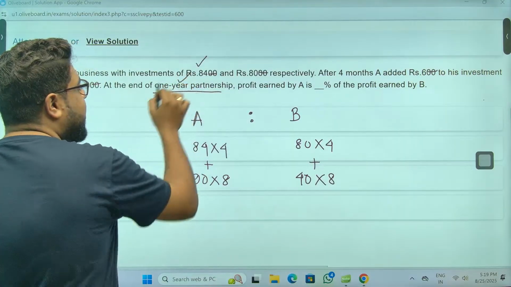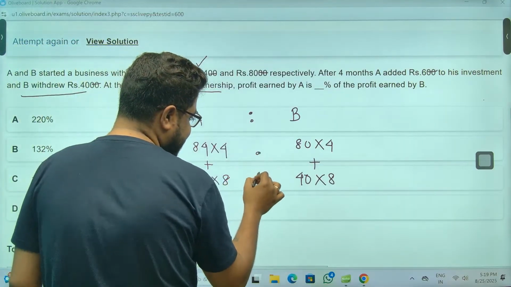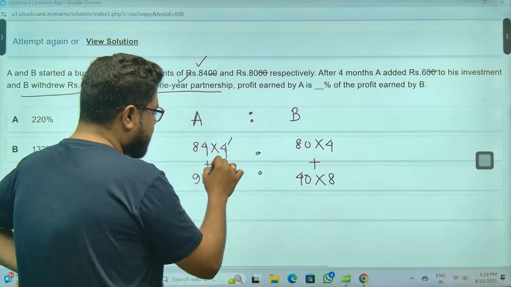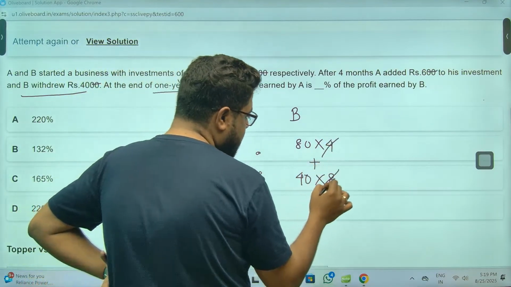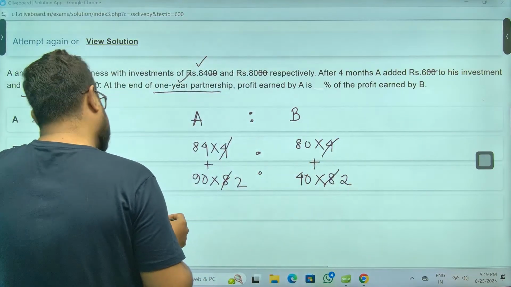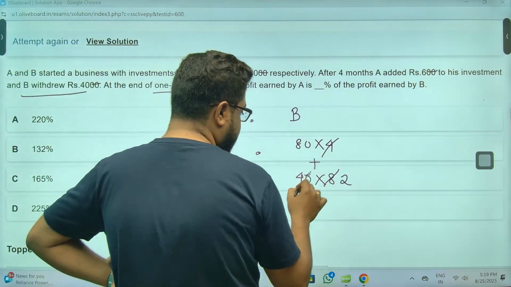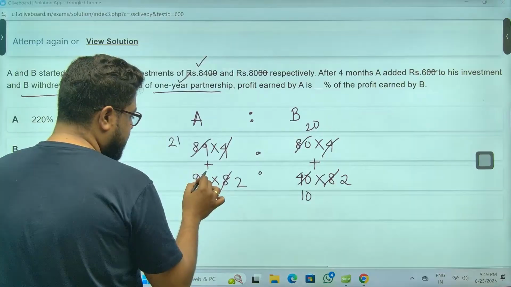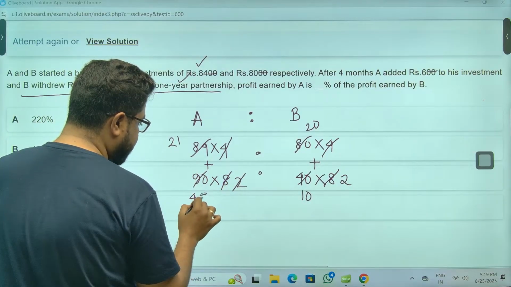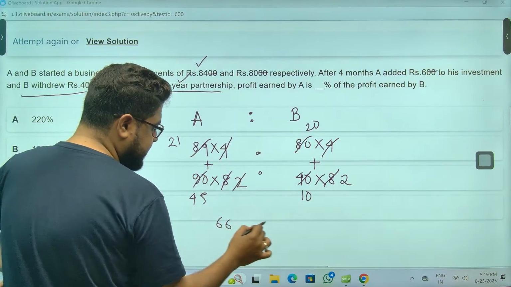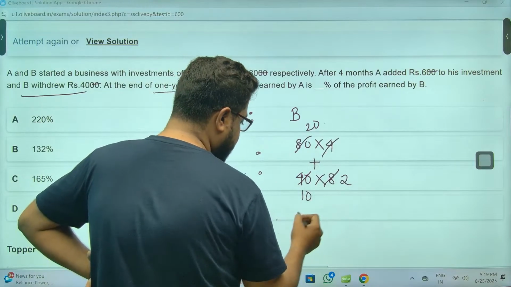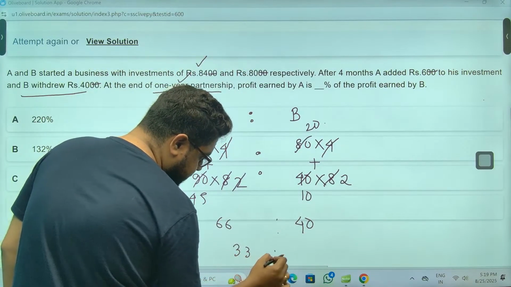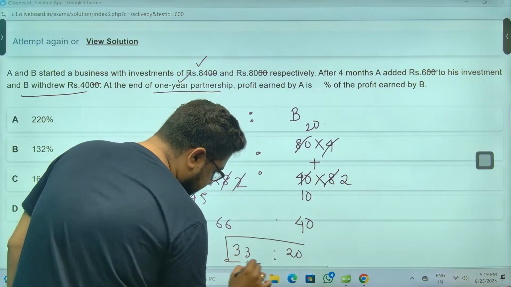Now, at the end of the 1 year partnership, this is the profit sharing ratio. Now cancel, sir. 4, 2, 4, 2. Anything else? I can cancel 4 as well, right? So 4, 10, 4, 20. 45, 21, sir. 20 and 20, 40. So this will be the 33 to 20 ratio. This is the A to B ratio.